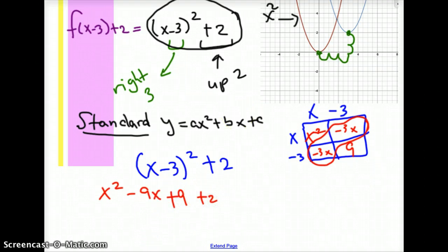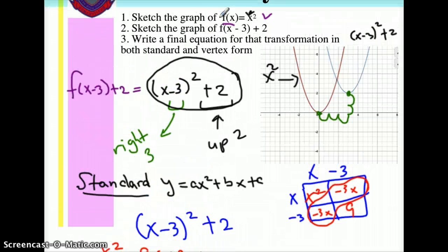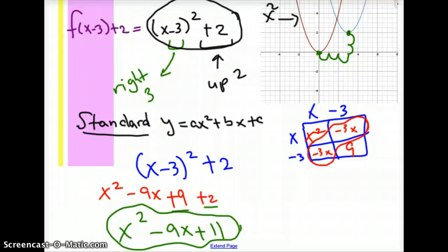Our last and final step is just combining like terms. Notice these are like terms. So my standard form would actually be x squared minus 6x plus 11. And this is my equation in standard form. Here is vertex form. The question asks for both: write a final equation for the transformation in both standard and vertex form.